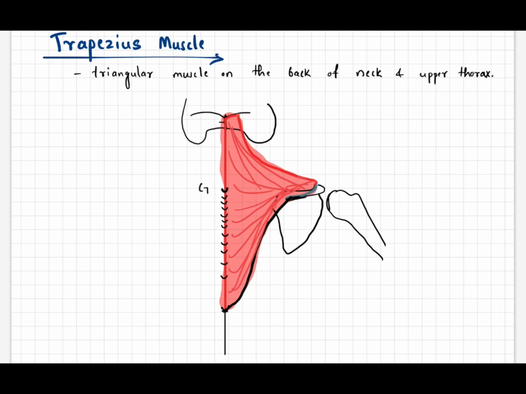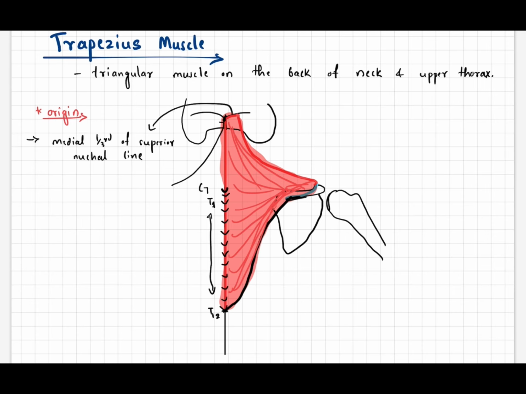Origin of the muscle. It arises from the medial third of the superior nuchal line, external occipital protuberance, and ligamentum nuchae, the spines of the 7th cervical vertebra, and the spines of all thoracic vertebrae from T1 to T12.